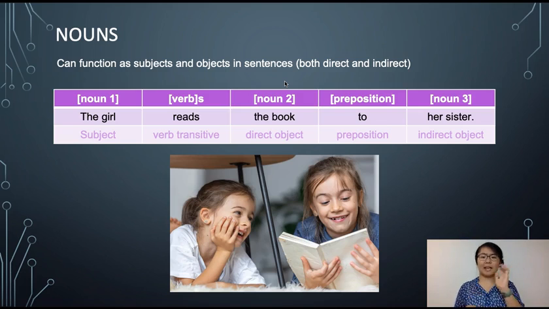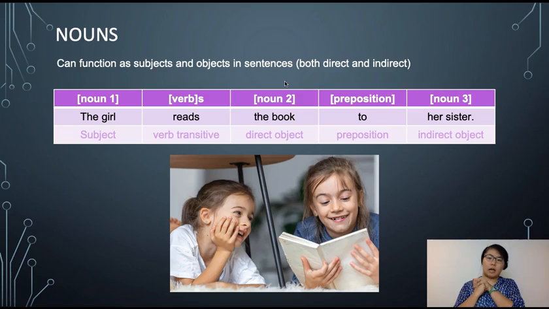So more grammatically and or syntactically, how nouns can fit into and be used in our sentences correctly. Nouns can be subjects or objects, whether that be a direct or indirect object. So our example, the girl reads the book to her sister. So the subject is the girl. Girl is a noun. She reads, that's our verb, it's transitive. We will talk about that a bit later. She reads what? She reads the book. That is our direct object. Book is another concrete noun.